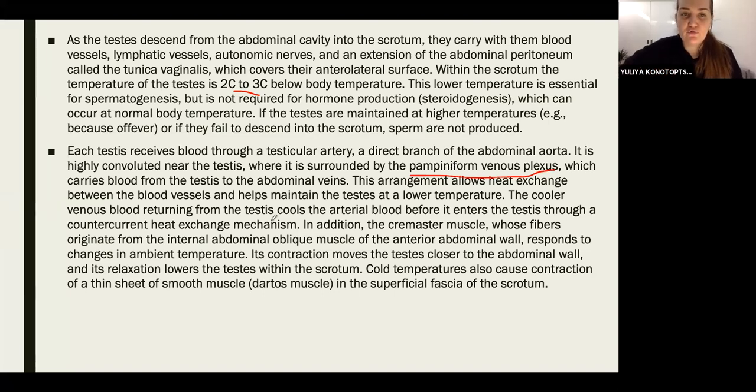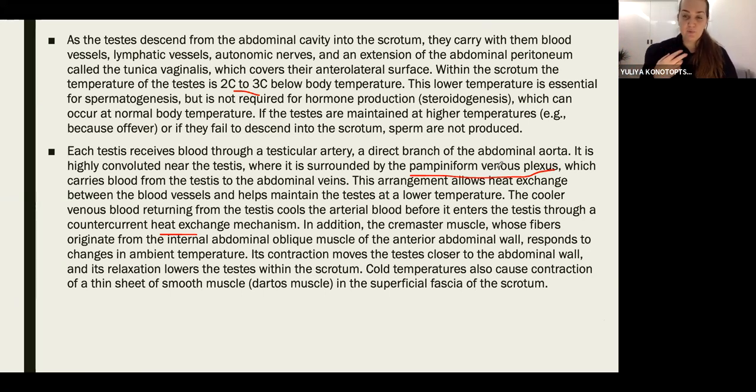allows some kind of heat exchange between the two vessels, because the blood goes in the opposite directions, right? So arterial from testicular artery goes from the body to the testicle. Pampiniform venous plexus, the blood is going from the testicle to the body, right? So how is the temperature of the venous blood? It's a bit cold because it's coming from the testicle to the body. How is the temperature in the testicular artery? Well, it's a bit hot.